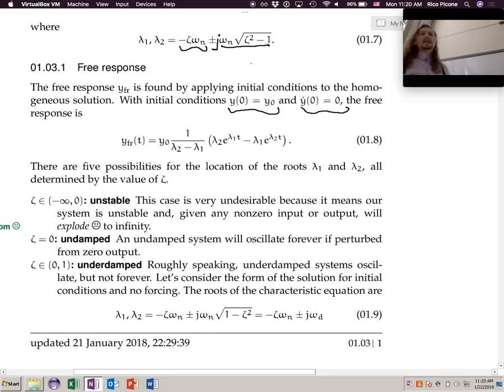So if zeta is 0, that means that, goodness gracious, I tricked myself, didn't I? Did you guys see what happened?